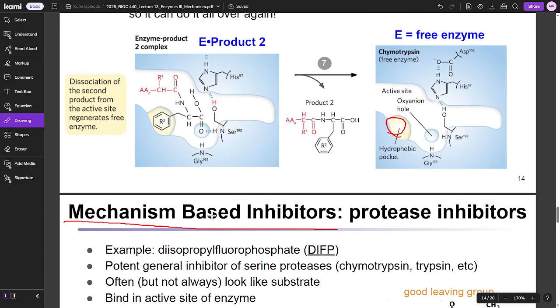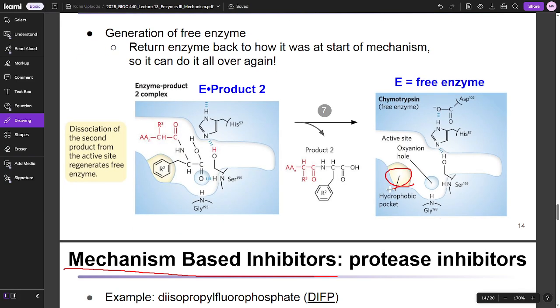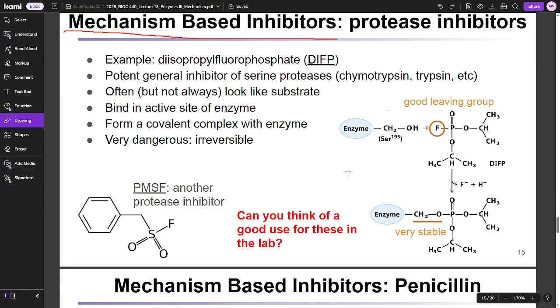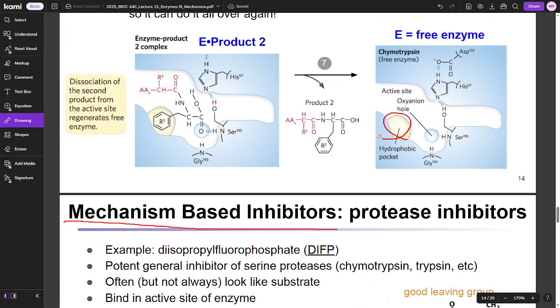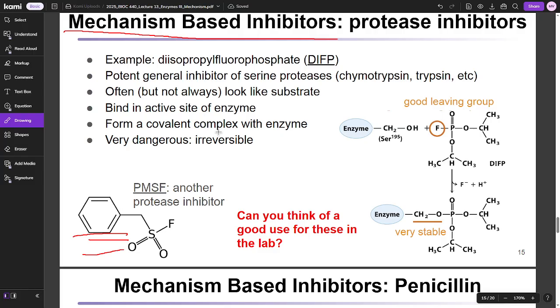This binds so strongly into this pocket here that no other substrate is able to come in and bind to that area, and so the protease is just inhibited. So this would probably be an example of a competitive inhibitor, because it's structurally similar to the substrate. So again, often but not always it looks like substrate. This is probably competitive, not too sure, but probably competitive because it looks similar.